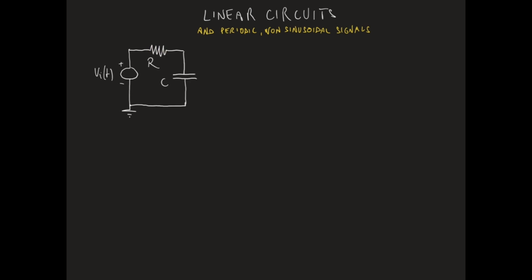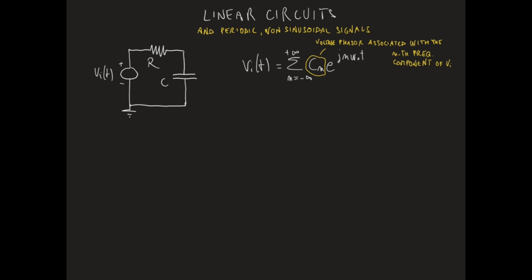Let us consider now the circuit where a periodic signal Vi is applied to the series of a resistor with resistance R and a capacitor with capacitance C. Since, as we said, Vi of t is a periodic signal, it can be written as the sum for n going from minus infinity to plus infinity of Cn e to the j n omega 0 t, where Cn is the phasor associated with the nth frequency component of the periodic signal. The signal I of t, which here is considered as the output signal of the circuit, can be obtained by means of the superposition principle as the sum of the responses of the circuit to each of the frequency components of the input periodic signal.